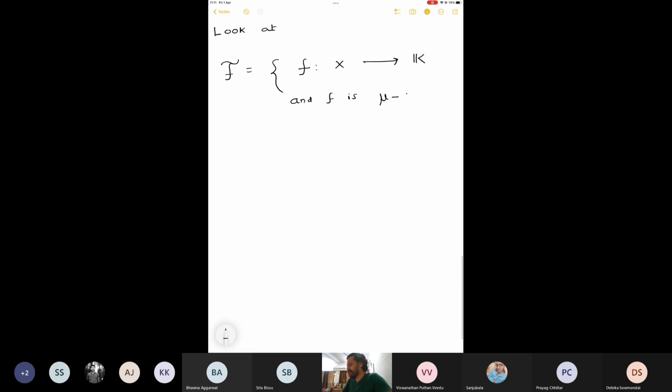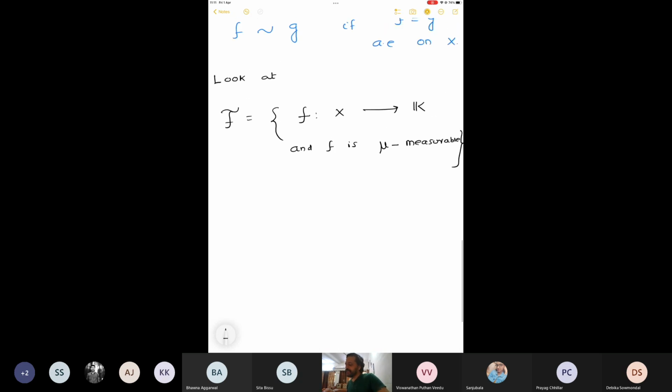I should say, to be more precise, mu measurable. Measurability is with respect to the measure that you have defined on the sigma algebra of X. Okay. And yesterday you have seen what it means for a function to be measurable. You take an open set in the codomain, because the codomain is a topological space here, and demand that its inverse image is measurable. So that's the definition of a mu measurable function.